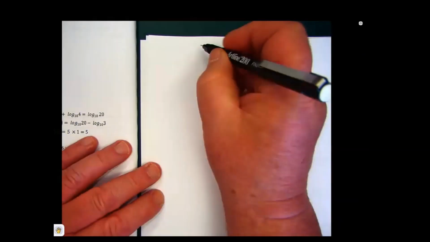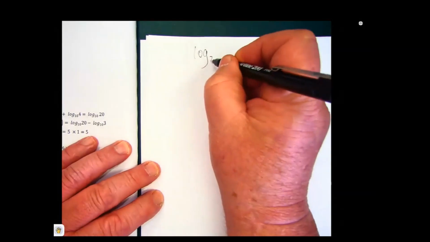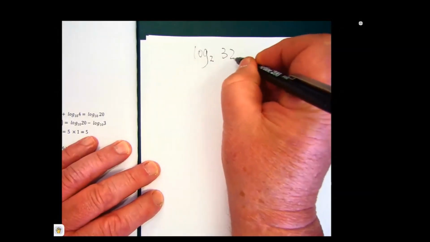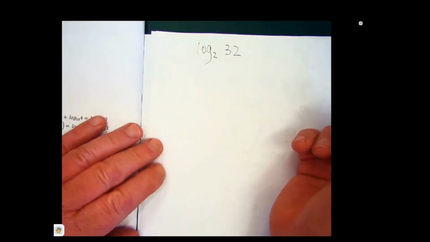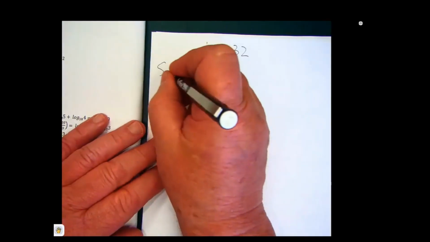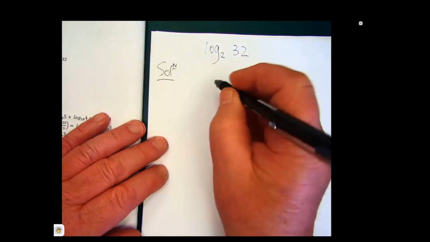Okay, now let's do a fairly straightforward one. The next example that we see is, can we evaluate log base 2 of 32? Now first of all, students will look at that and say, oh, hang on, it's base 2, so it's not base 10, it's not natural log. Can I do it? Well, this one is fairly straightforward.